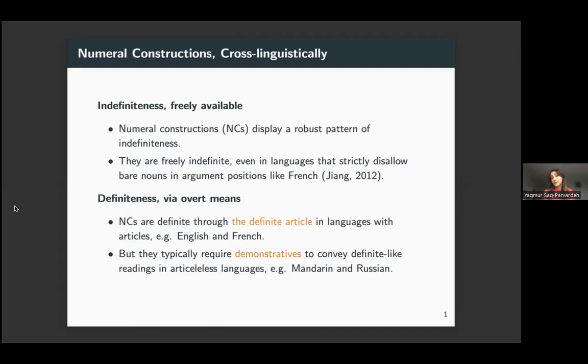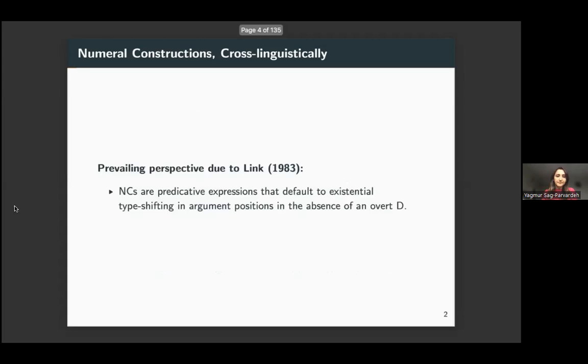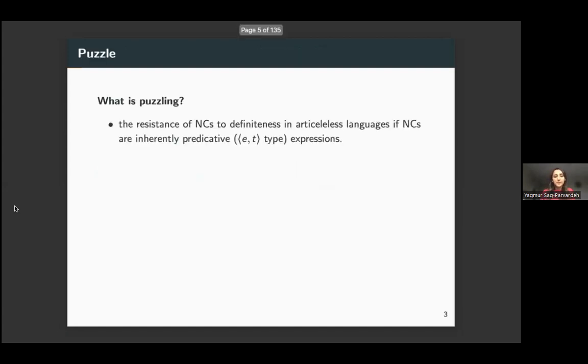So they are definite through the definite article if the language has one, for example English and French. Otherwise, in languages like Mandarin and Russian, which have no known overt definite articles, demonstratives are typically used to convey definite-like interpretations. The prevailing perspective about numeral constructions is that they are predicative expressions. And being predicative, they default to existential type shifting whenever they occupy an argument position, when they are not accompanied by an overt article, an overt determiner. So this is puzzling, and let me tell you why.